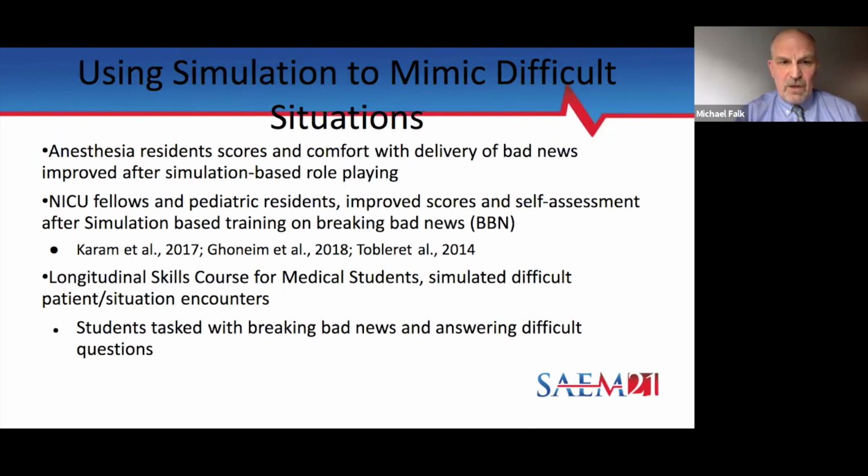A great example of this is a longitudinal skills course for medical students, and that's a tongue twister, with simulated difficult patient and situation encounters, where patients actually confronted them in the waiting room, being belligerent, a whole bunch of things, and also just breaking bad news. So there are lots of examples of using simulation around communication that is difficult for the provider and the patient. And I would argue that dealing with issues of discrimination, racism, and other sorts of problems in the workplace are pretty much related to these. And I will prove this, I hope, later on. Next slide.